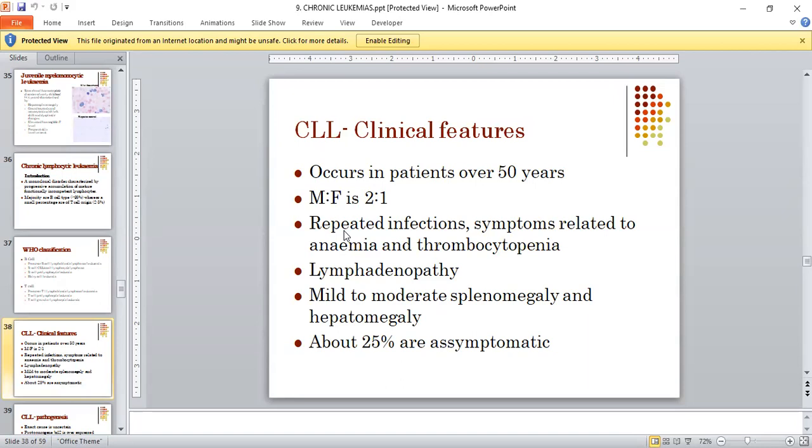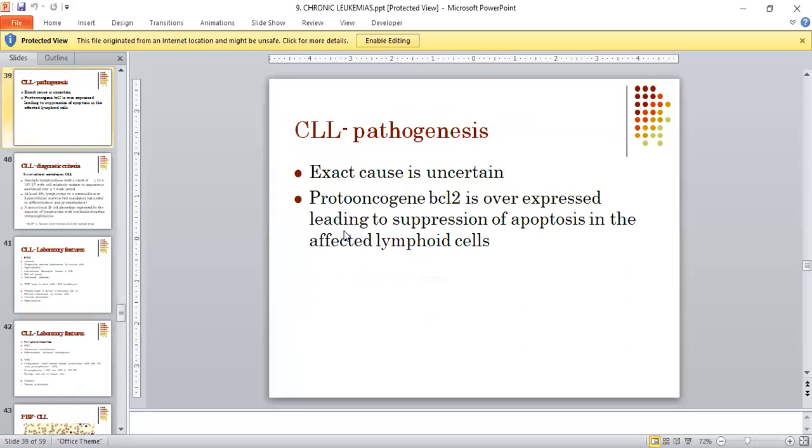You'll have patients who present with repeated infections and symptoms related to anemia and thrombocytopenia. So like the bruising, the bleeding, the fatigue, and the lethargy because of the anemia. We'll have lymphadenopathy. Then for this one, we'll have mild to moderate hepatosplenomegaly, but about a quarter of the patients are asymptomatic.